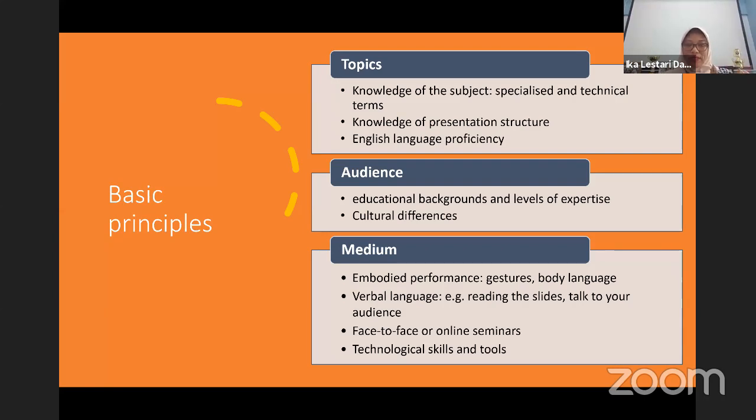The third one is medium or mode in Hallidayan terms. Here, I just use the word medium, which covers the embodied performance. When we present our paper or our work, we use gesture and also body language. But in an online setting like this, maybe what you can see from the speaker is just the facial expression and maybe the use of my hands.